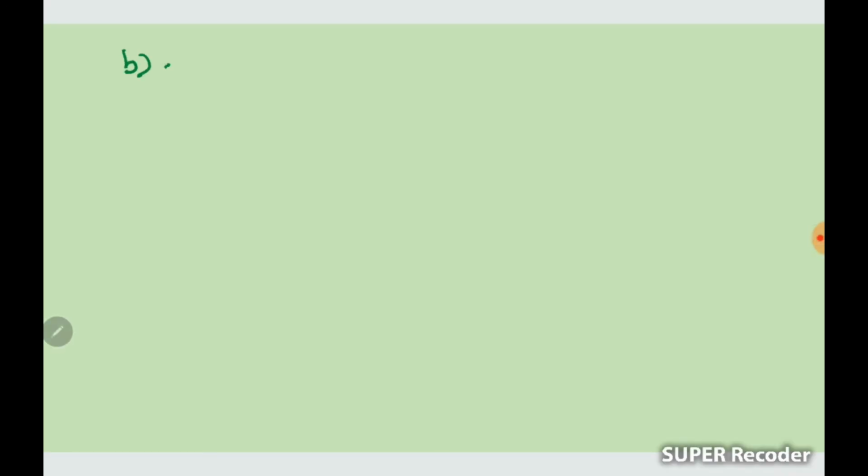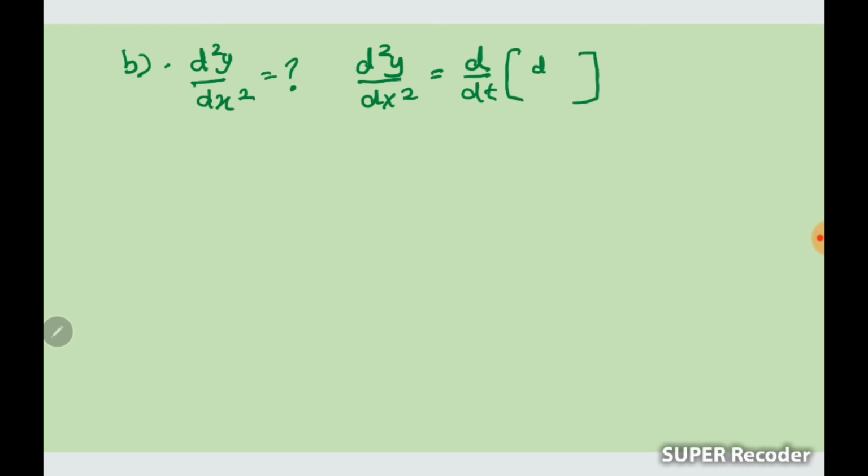B, find out d squared y dx squared. To get the second derivative, you have to remember the formula, that is d squared y dx squared is equal to d dt differentiate dy dx. Then you need to divide by dx dt.